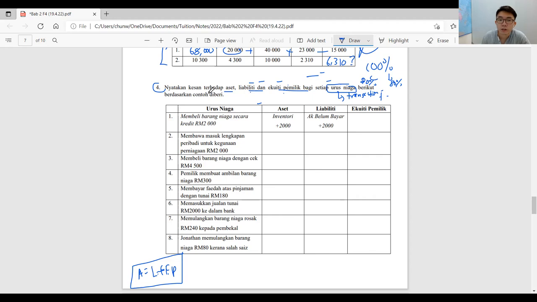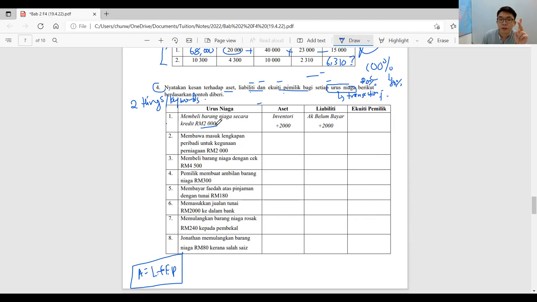Alright, berikut berdasarkan contoh diberi. So each of these is satu urus niaga, one transaction. Okay, so number one, contoh. Membeli barang niaga secara kredit, RM2,000. Right, so this is satu urus niaga, and please write it down that each urus niaga there are at least dua butiran, or two things. Or two keywords. Right? Mesti ada dua.